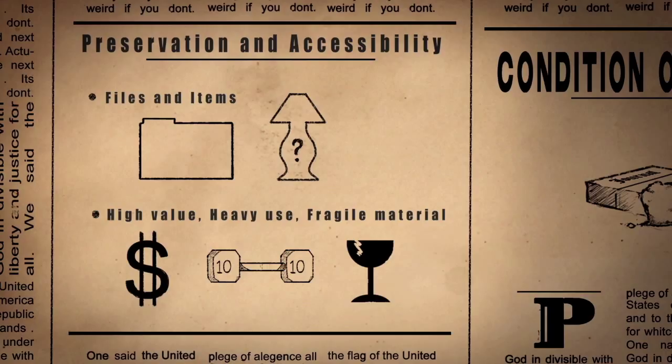During the process of archival arrangement, there are a number of steps that are taken to help improve the preservation and accessibility of the collection. While some review and processing is done on all collections, much of this work is performed on individual files and items, and is oftentimes reserved for high-value items or collections with heavy use or fragile materials.